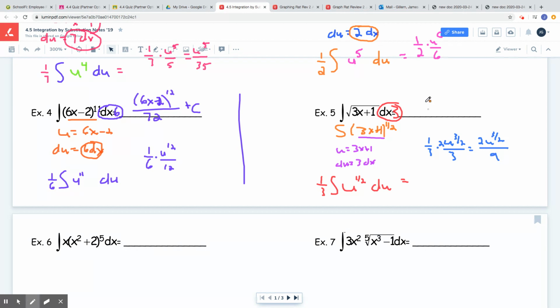All right, so my final answer is 2. U gets replaced with the 3x plus 1. And you don't have to make this into a radical. Just leave it to the 3/2 over 9 plus c.